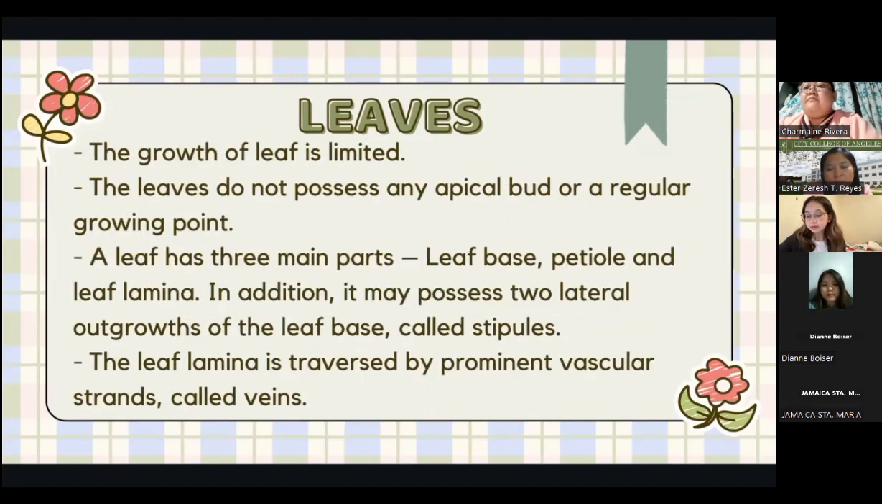The growth of leaf is limited. The leaves do not possess any apical bud or a regular growing point. A leaf has three main parts. First is leaf base, second is petiole, and third is leaf lamina. In addition, it may possess two lateral outgrowths of the leaf base called stipules. The leaf lamina is traversed by prominent vascular strands called veins.